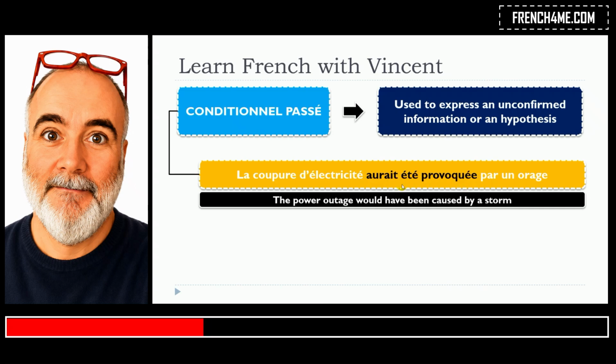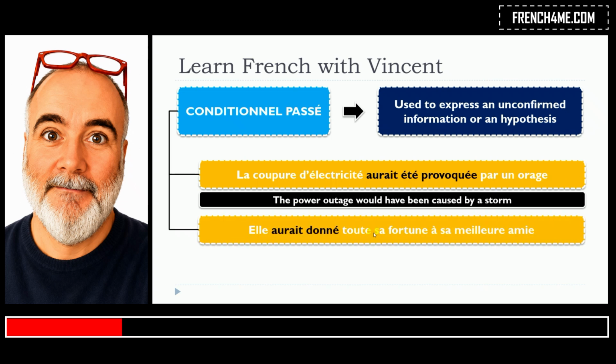So in that situation, it's exactly the same thing. In fact, whether it's active or passive, the use of conditionnel passé will still have this value of unconfirmed information. We're not sure about it. It might be like that or it might be different. So this is the reason why we will go for conditionnel passé in that situation. La coupure d'électricité aurait été provoquée par un orage.